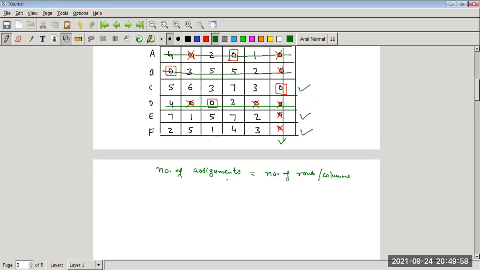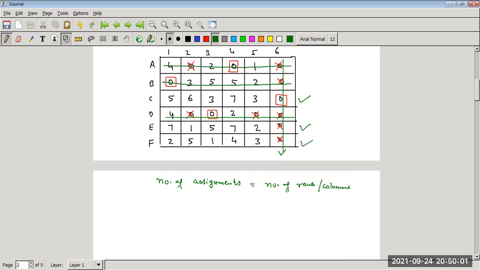Okay. So now what we do, we again have to choose. एक नंबर हमें चूज करना है जहां से कोई लाइन पास थ्रू नहीं हुई है, कोई लाइन पास नहीं हुई, और उसमें से मिनिमम नंबर चूज करना है. So 5 6 3 7 3 7 1 5 7 2 2 5 1 4 3. So the minimum we find is 1. So the minimum number where no line is passing through it, we say this is theta. So theta is equal to the minimum number. Theta is equal to 1.